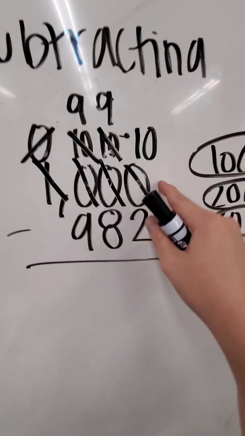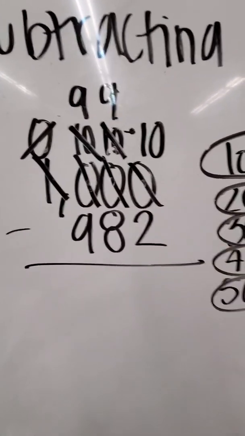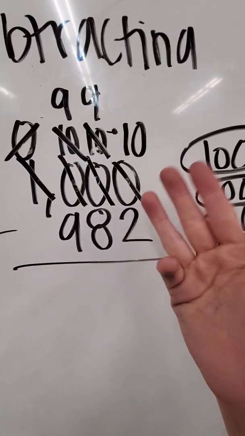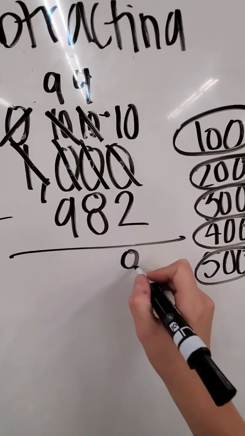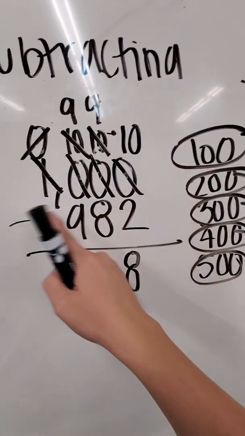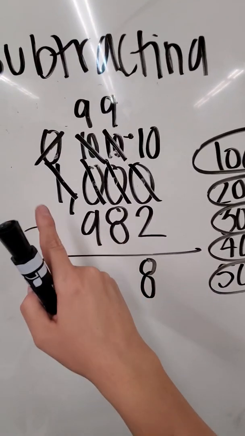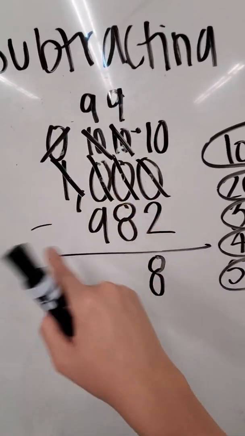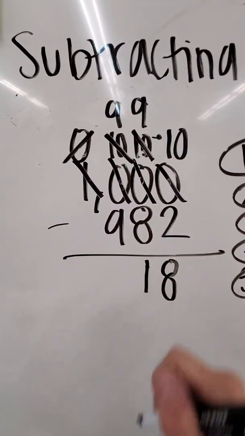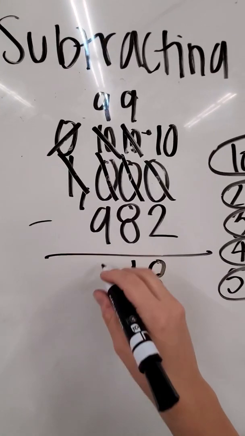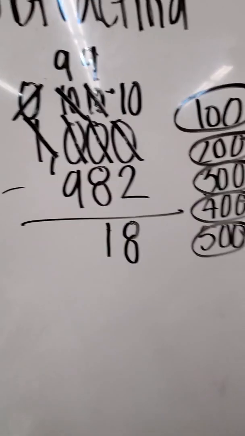Now I can subtract. 10 minus 2, I can count up from 2 to 10. So I go 2, 3, 4, 5, 6, 7, 8, 9, 10. That is 8. Then I have 9 minus 8, and I know if I have 8 and I just add 1 more, I would get 9. So 9 minus 8 is 1. 9 minus 9, well, I just took 9 away from itself, so now I have 0. But I'm not going to put 0 there. I'm just going to leave it at 18.